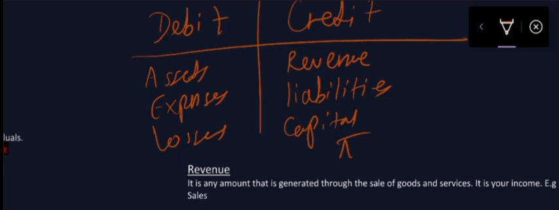To make it simpler, think of your debits and credits like a basketball team. One team is called debits and the other team credits. Assets, expenses, and losses are on team debit. Revenue, liabilities, capital, and profits are team credit. Memorize your debits and credits, alright?